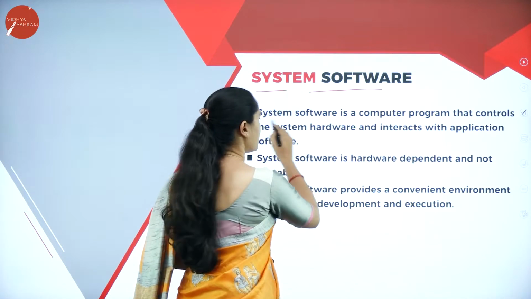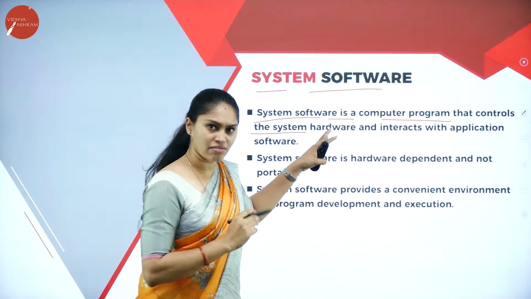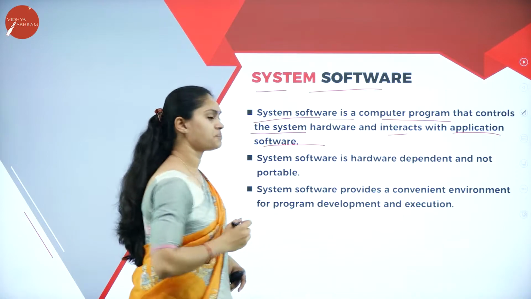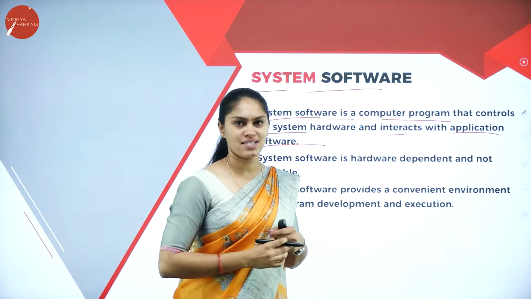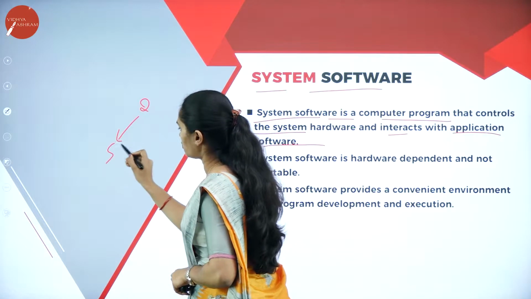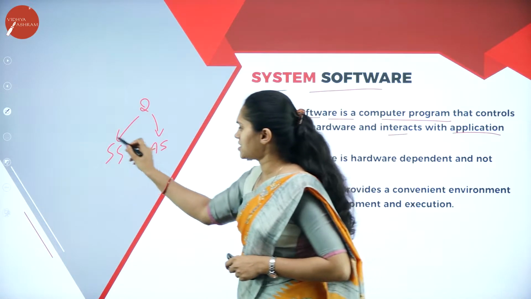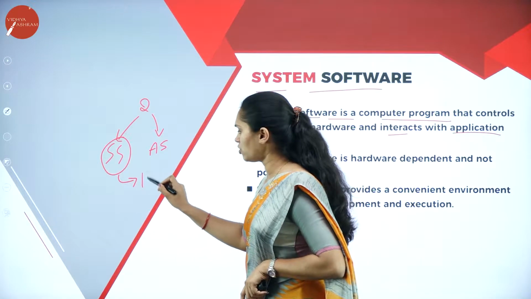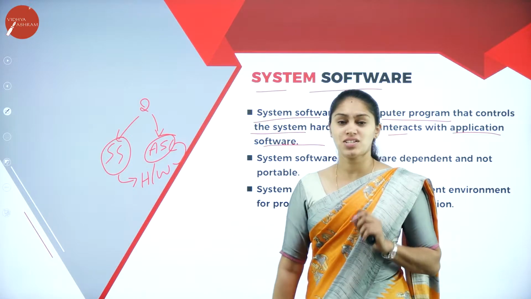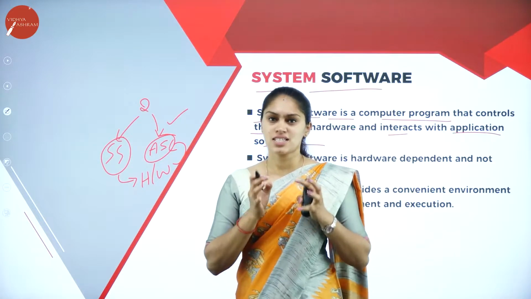That is what system software is: a computer program that controls the computer hardware, and it also interacts with the application software. As I discussed, there are two kinds of software, right? One is system software, and another one is application software. Then why are we going to use system software? It has control over the hardware. Along with that, it interacts with the application software in order to get the work done. That is the usage of system software.